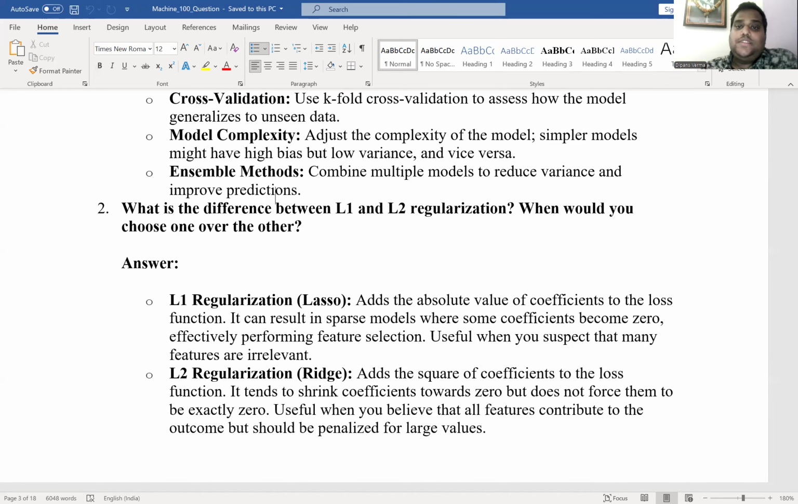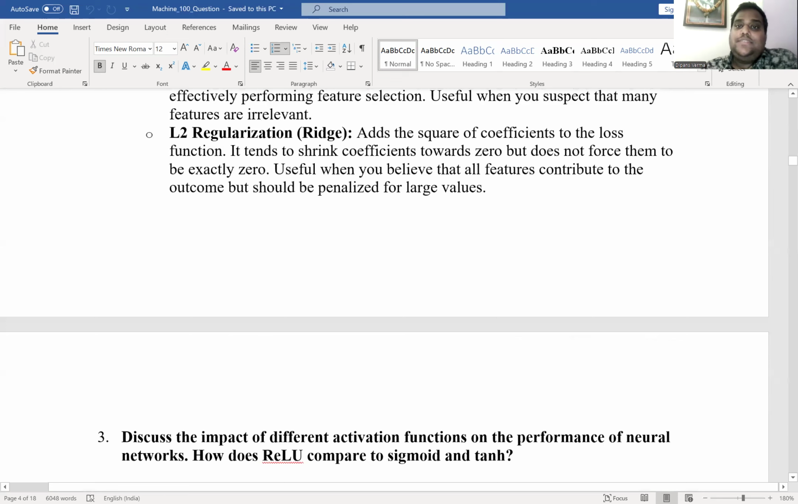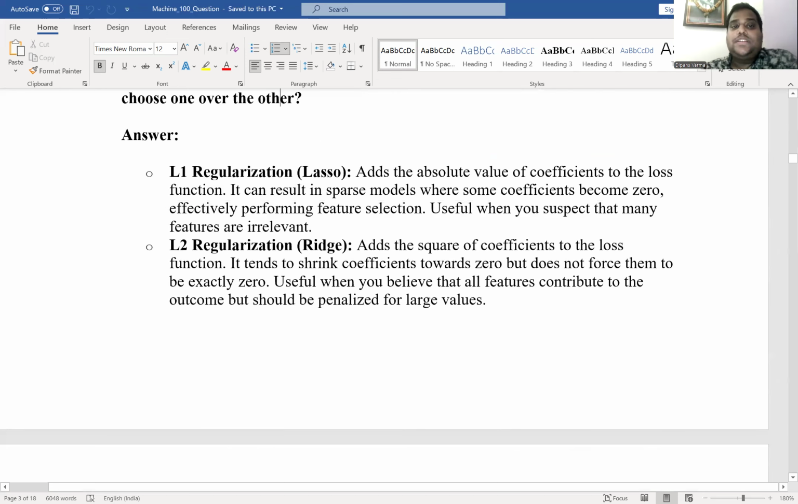What is the difference between L1 and L2 regularization? When would you choose one? L1 regularization basically adds the absolute value of the coefficients to the loss function, right?